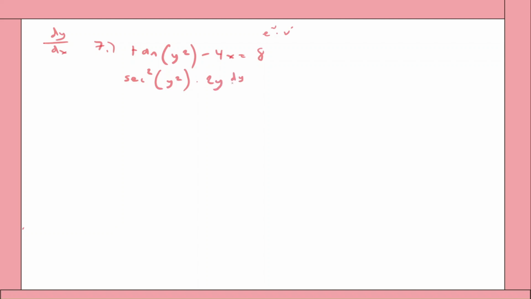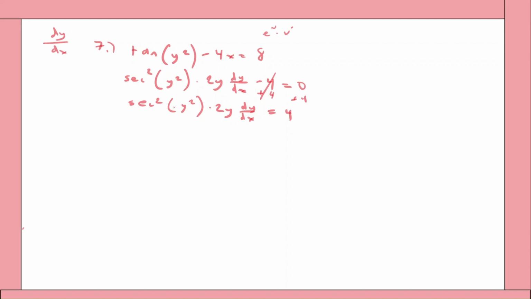And of course, now that we took the derivative of the actual y, now we put the dy dx. Now we finished this tangent one right here. Now we just worry about this 4x. Of course, the derivative of x is 1, so it just becomes negative 4. And a constant is 0. Okay, now we just have to kind of solve for this dy dx. So of course we're going to add 4 to both sides. So this becomes the secant squared of y squared multiplied by 2y dy dx is equal to 4.